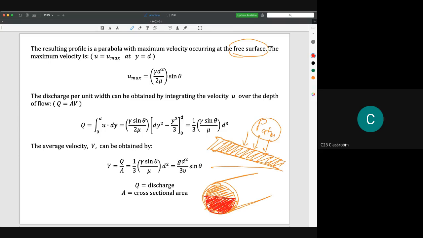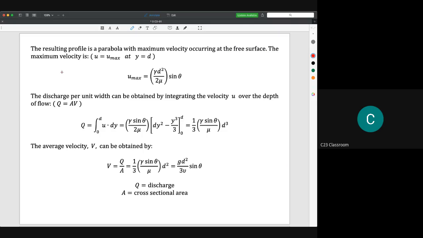Open channel means water flow with a free surface. Free surface means there is a surface of water here which is in direct contact with atmospheric pressure. Okay, so this is the meaning of free surface. So we assume that the velocity u is maximum at y equal to d.